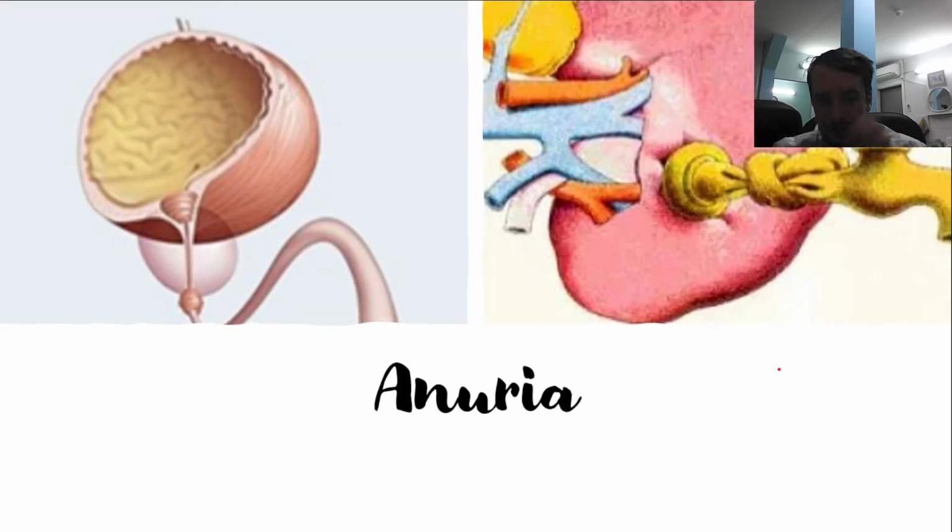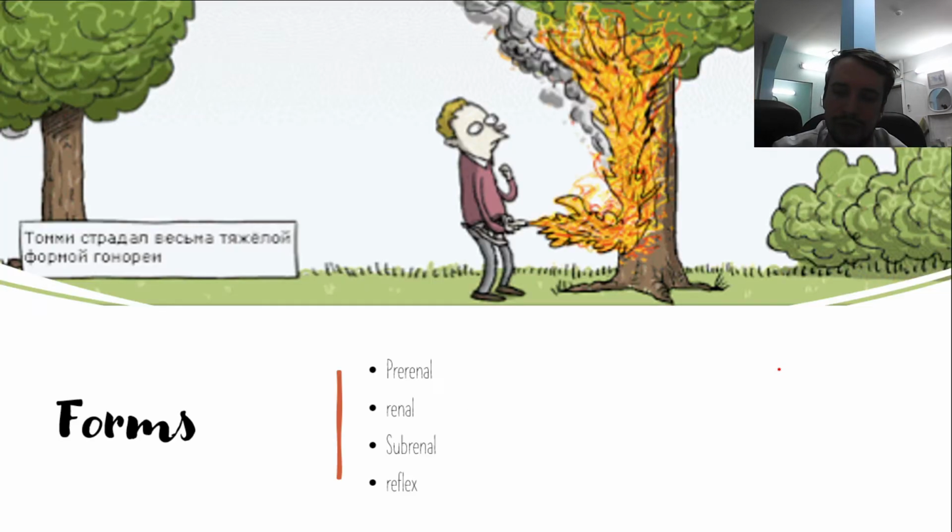And the next is anuria. Anuria is the stopping of the excretion of urine by the kidneys or the stopping of its entry into the bladder. Four forms.